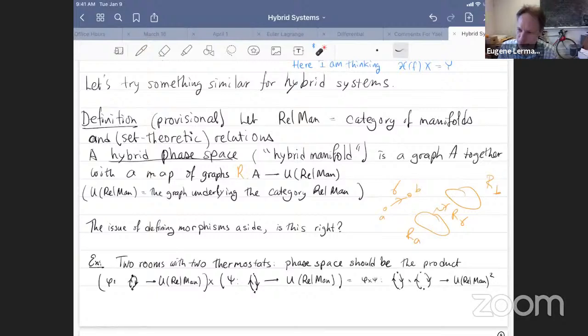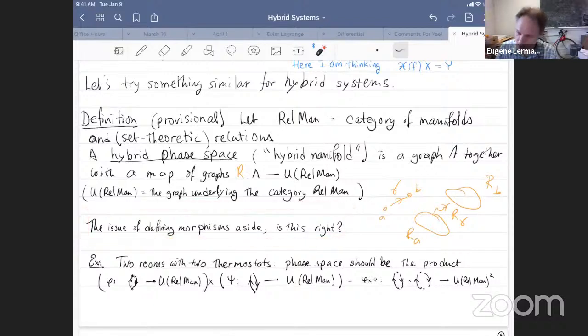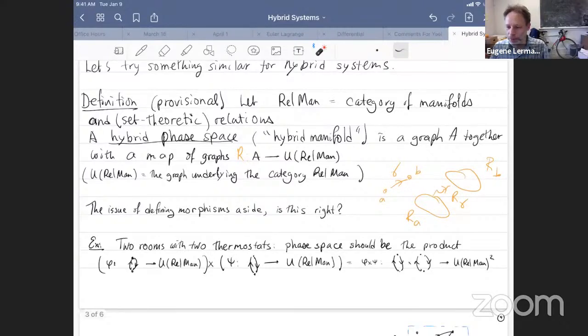I haven't told you what the morphism should be. It should be some sort of natural transformation. But I have maps of graphs, so I don't have natural transformations with maps of graphs. I sort of gave away half of the game. But let me drop for a moment how you would define morphisms, and let's just see if this makes any sense.